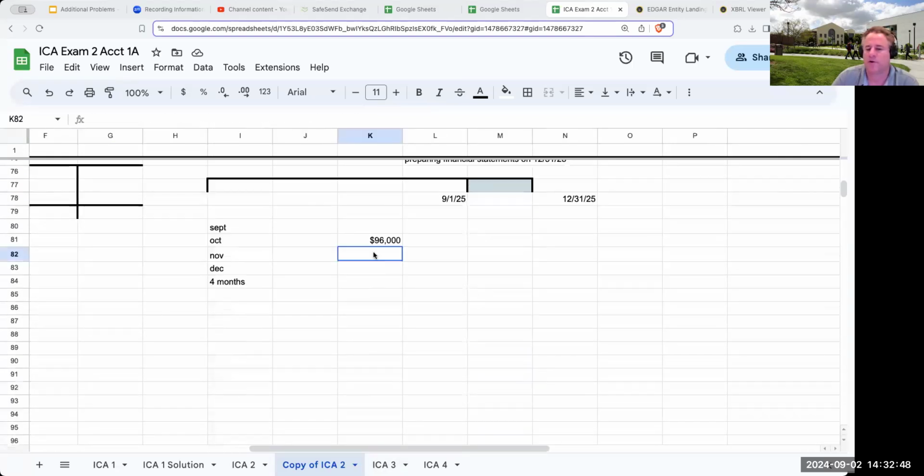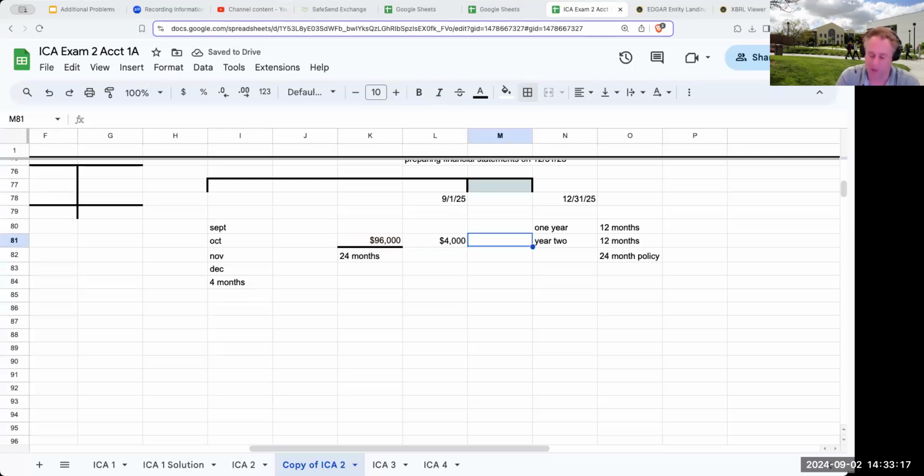So I come over here and I say, well, it's a 2-year policy. So 1 year is going to be 12 months, year 2, 12 months. So this is going to be a 24-month policy. If I take 96,000 divided by 24 months, the amount I'm going to be using this policy each month is going to be $4,000, which would be my monthly insurance expense.